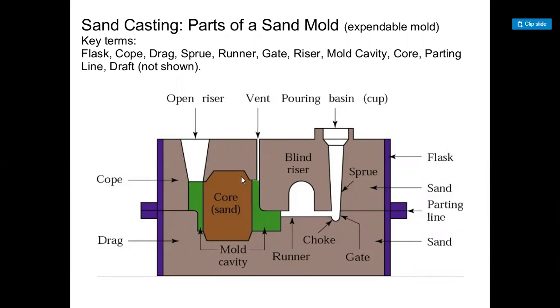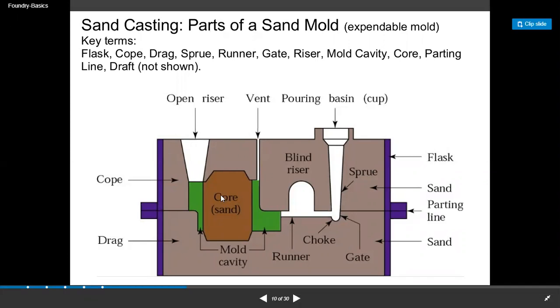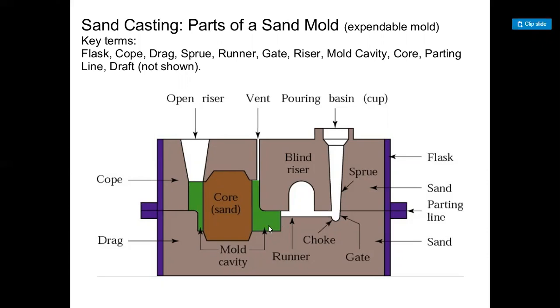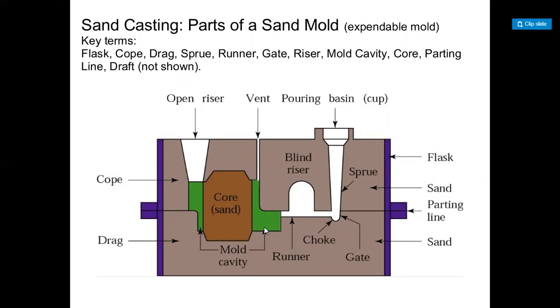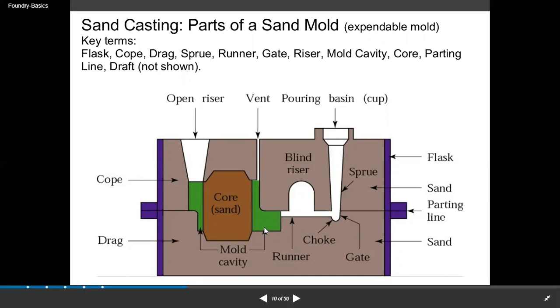The core sand is placed on the two boxes. You can see the green color mark, that is the mold cavity, the final output of our casting process. The green color is the mold. Mold means our final output of the object.